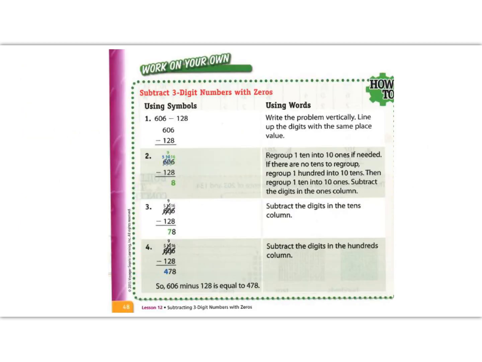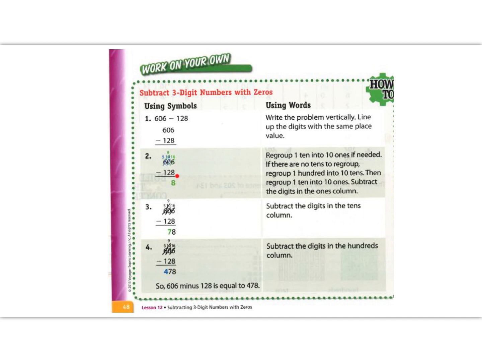All right, so let's talk it through again. Subtracting 3-digit numbers with zeros. Using symbols here, remember they lined it up. So instead of writing it like this, rewrite it like this, 606 minus 128. Write the problem vertically, line up the digits with the same place value. Then regroup 1 ten into 10 ones if needed. If there are no tens to regroup, then regroup 1 hundred into 10 tens. Then regroup 1 ten into 10 ones, and then subtract the digits in the ones column.